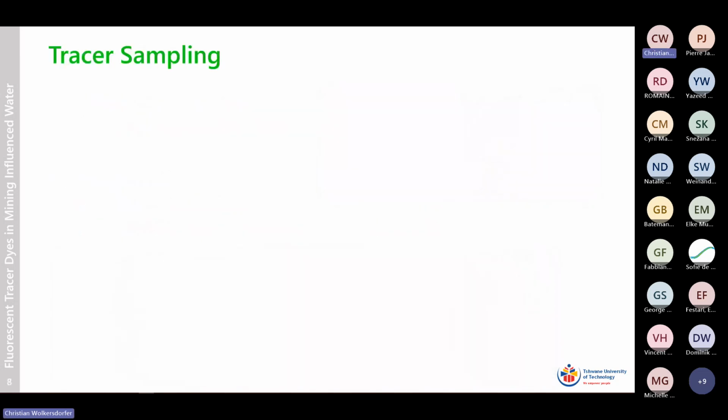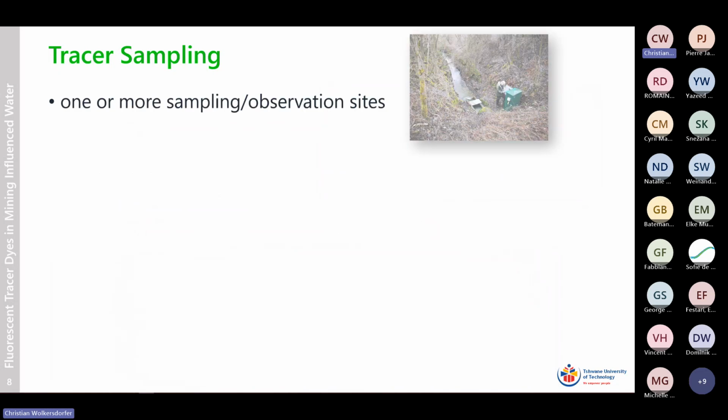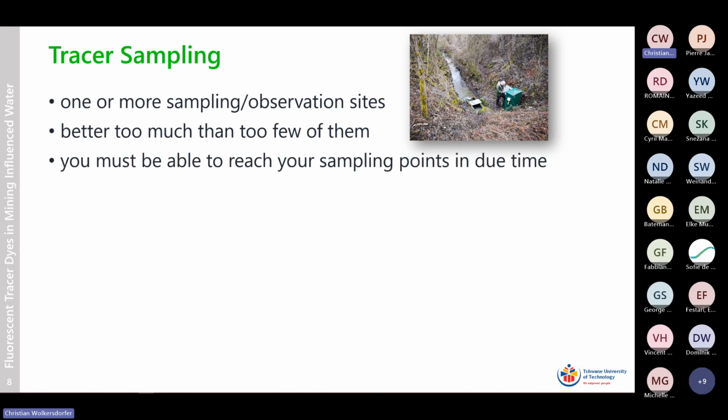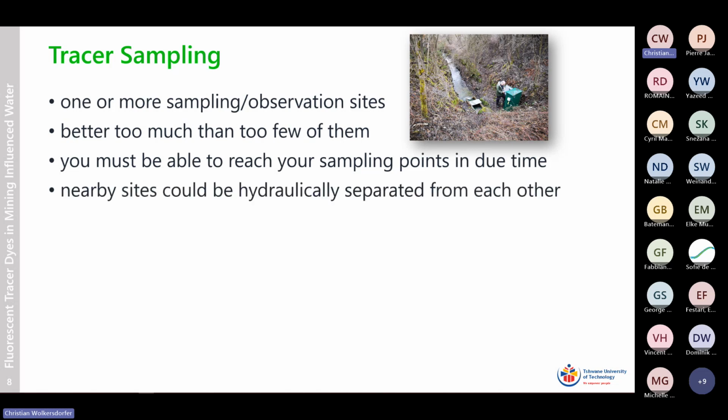Tracer sampling. After injection, we also need to sample the tracer. It's important to keep in mind that there can be one sampling location, but also several sampling locations, because there could be different discharge points from the shaft. It's better to have too much than too few of them. And you must be able to reach your sampling locations in time. So set up everything before the tracer arrives.